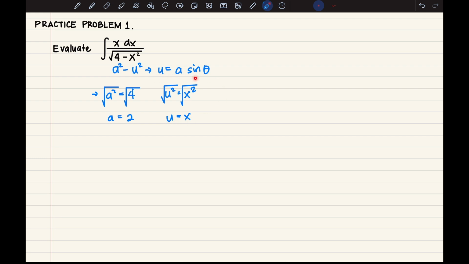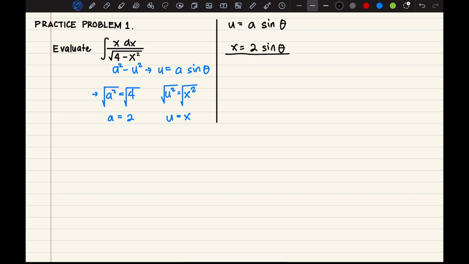U is equal to a sine theta. So writing u is equal to a sine theta, we know that u is equal to x. So we have x equals, and then a is equal to 2, so we have 2 sine theta. So this is now our trigo substitution for x in terms of theta.